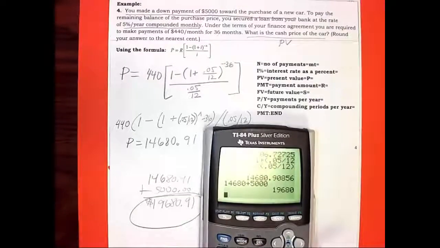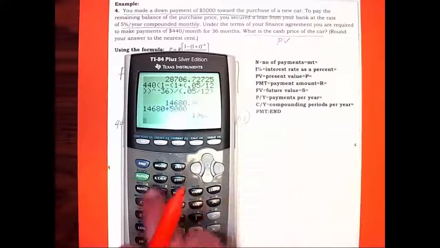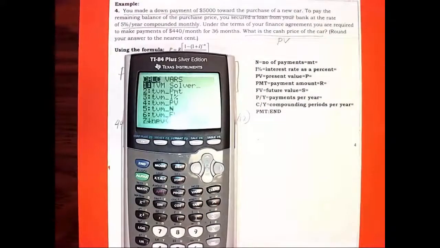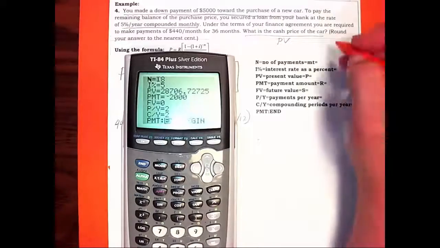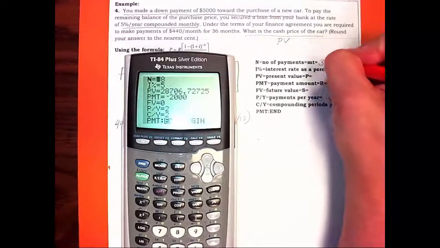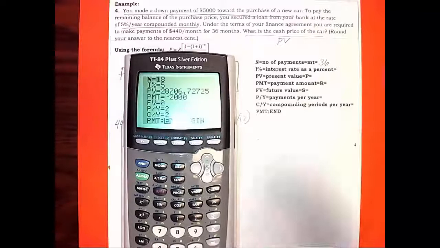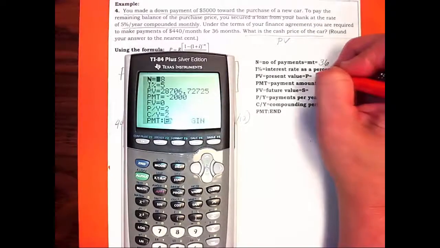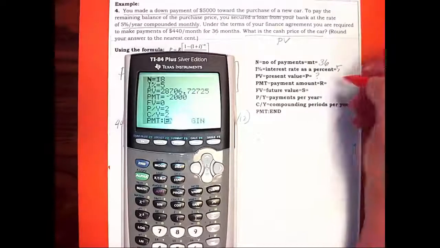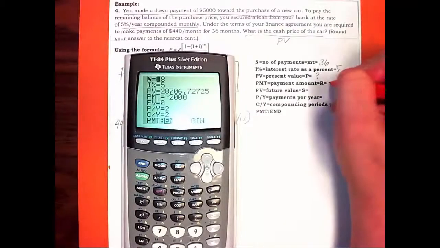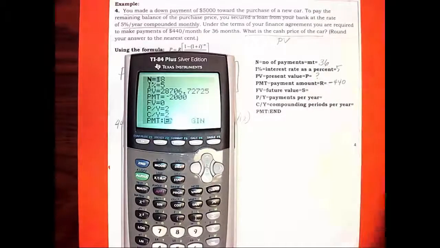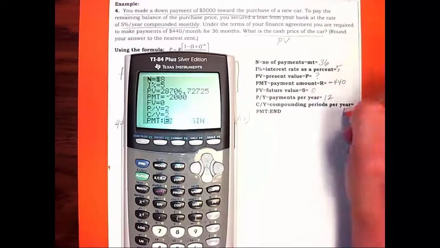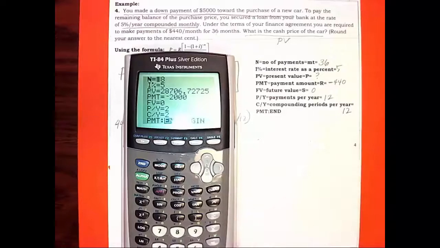Let's see what we have to do with the TVM solver. So go to Apps, Finance, TVM Solver. So up here, total months is 36, number of payments. The percentage is 5%. Remember, don't convert over to decimal. Present value is what we're looking for. Payment amount is negative because we're paying it in. It's $440. And then future value, we have to pay the car off, so that'll be 0. Payments per year, paying monthly, so 12 and 12. So type that on in.